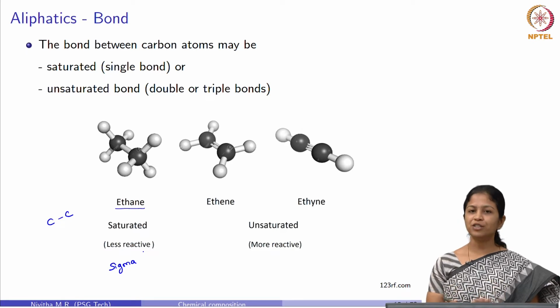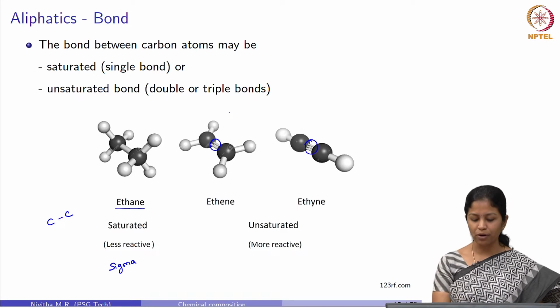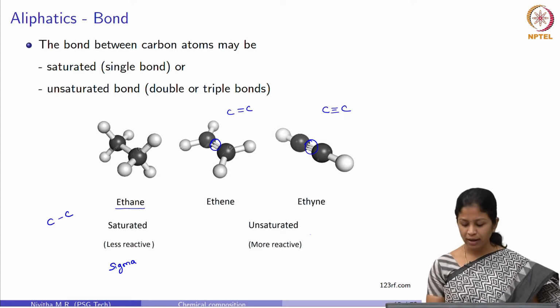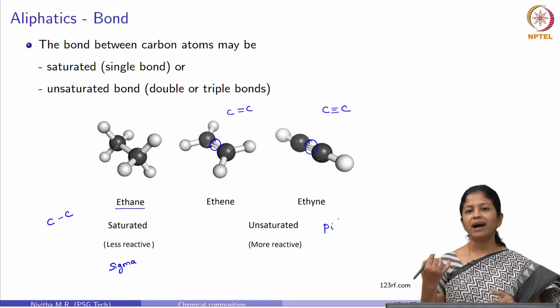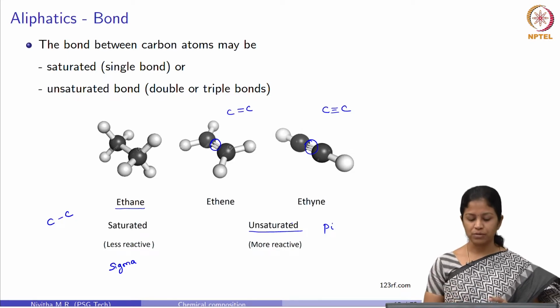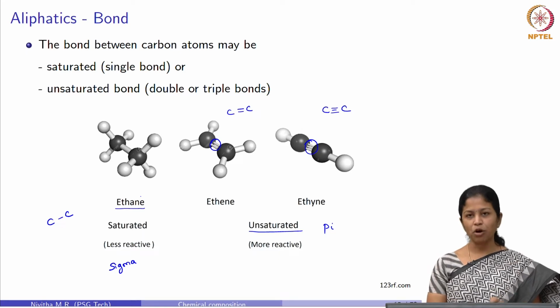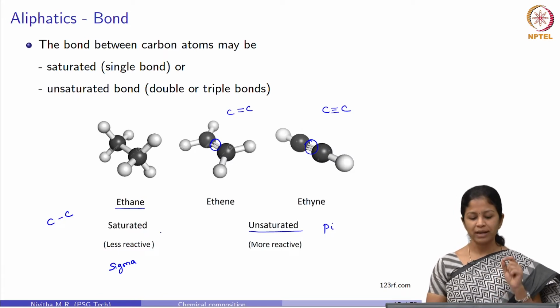Next, we have unsaturated compounds which will have a double bond or a triple bond, something like carbon double bonded to carbon or carbon triple bonded to carbon. These bonds are mostly pi bonds. Because of this pi bond, they are highly reactive and they are called unsaturated compounds. So, we have the same carbon bonded to carbon, but with 3 different types of bonds, and depending upon the type of bond, the reactivity is going to be different.